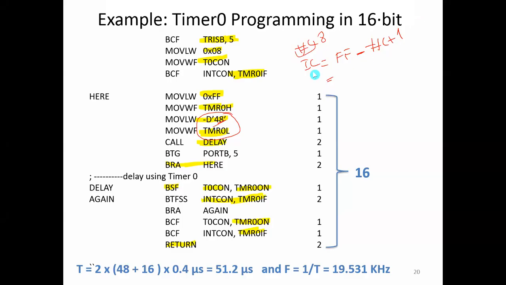Okay, so here the initial count equals FF minus the number of counts plus 1. FF is 256 minus the number of counts, which is 8. So 255 minus 8. What is the value? F7. We have FF minus 8.